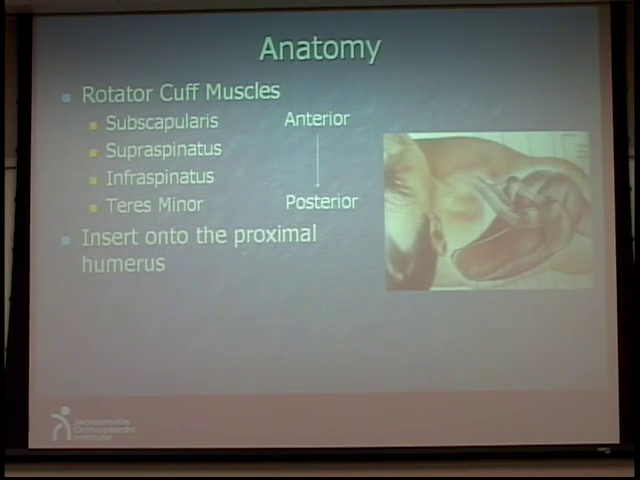So first, the anatomy. As you all know, the rotator cuff is composed of 4 muscles. Starting from the anterior portion, it's the subscapularis, followed by the supraspinatus, then the infraspinatus, and then the teres minor. Each of these insert onto the proximal humerus.